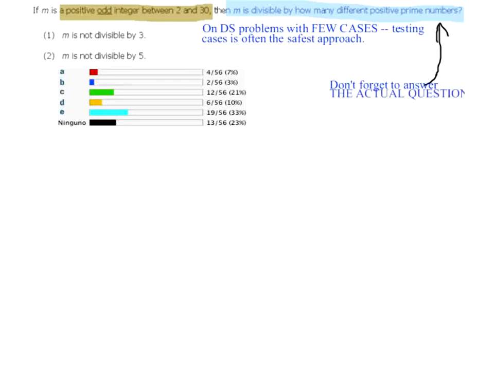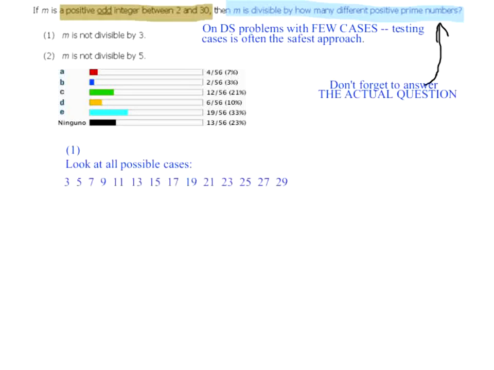The actual question, a lot of people don't. You'll see. So, M is not divisible by 3. Let's just look at all the possible cases. Probably the best way to do it is just to list them all and then cross out the ones that are multiples of 3. So here's all of your odd integers in that range. And then just cross out the ones that are multiples of 3. Those are multiples of 3. So we're left with those numbers that are listed there.